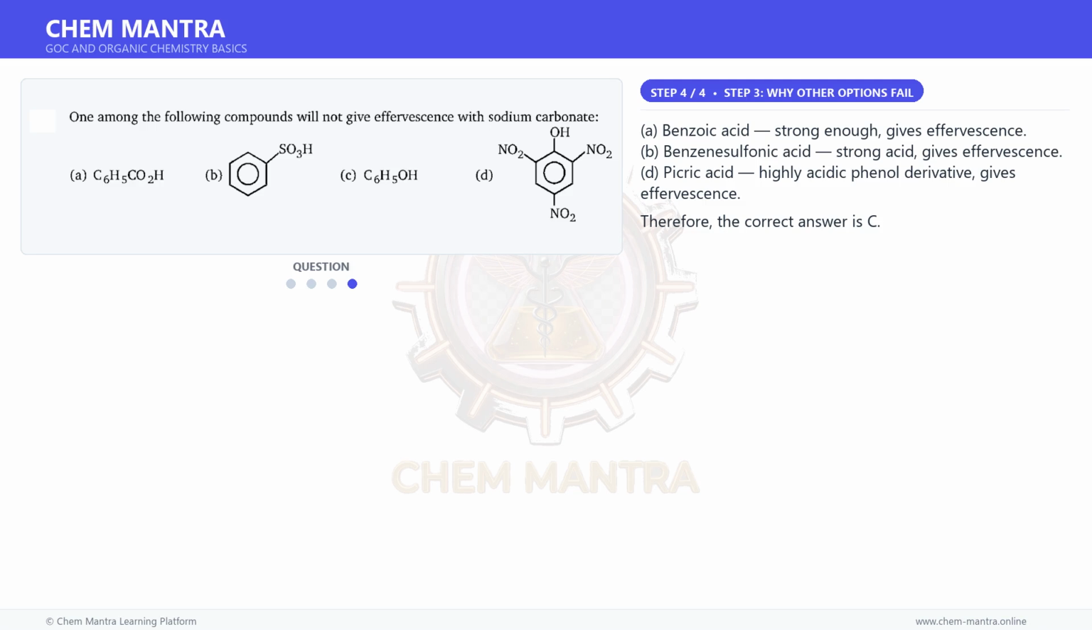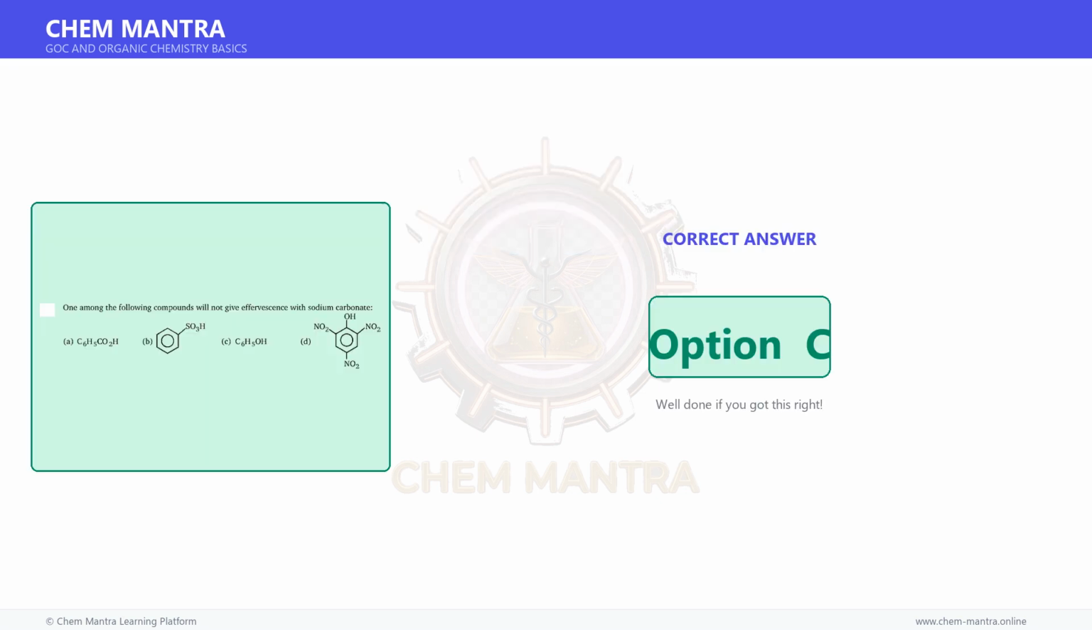A. Benzoic acid, strong enough, gives effervescence. B. Benzenesulfonic acid, strong acid, gives effervescence. D. Picric acid, highly acidic phenol derivative, gives effervescence. Therefore, the correct answer is option C.